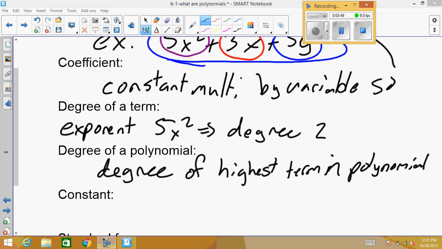Okay, the next vocab that we've got is a constant. A constant is something that does not change regardless of the value of x. So in other words, a constant might be 5, or it might be negative 13. It's some value without a variable attached.